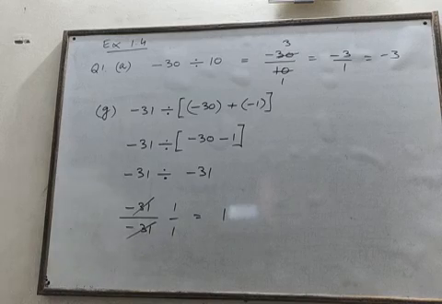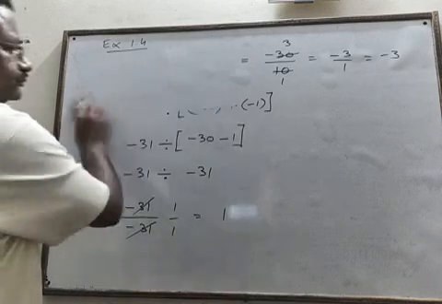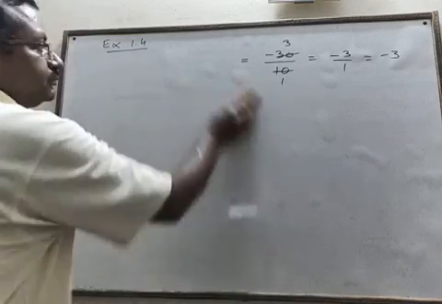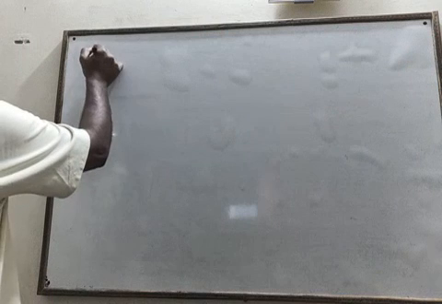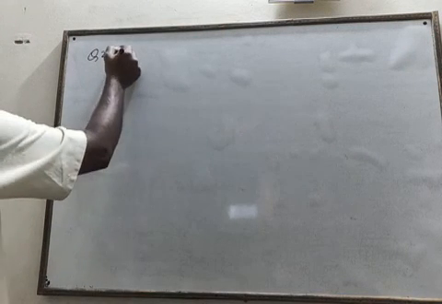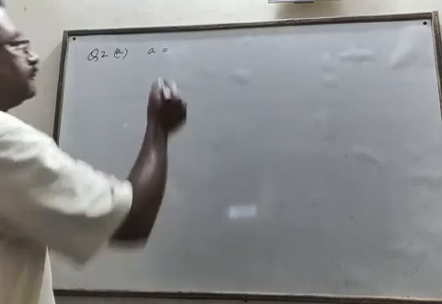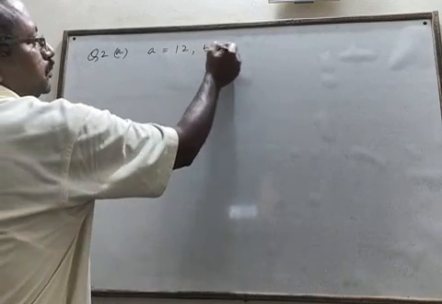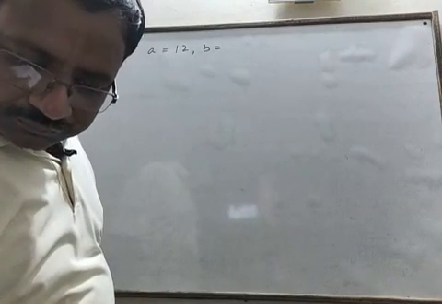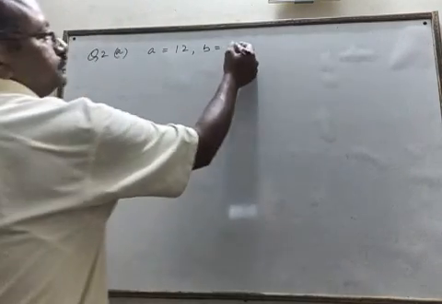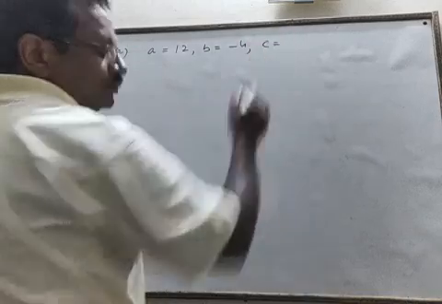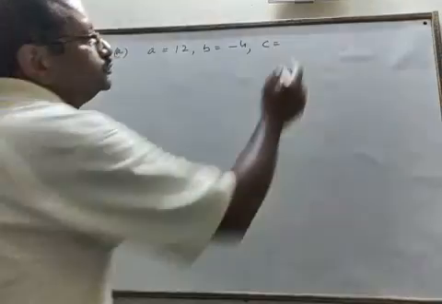Question number 2, that is related to verification. Question number 2, A part, A equal to 12, B equal to minus 4, C equal to 2.